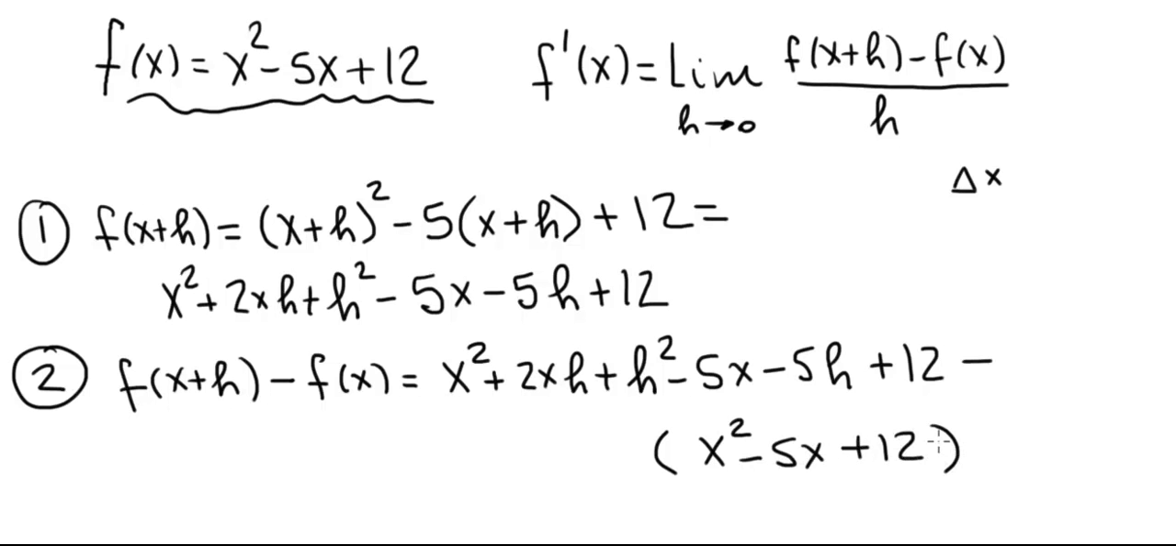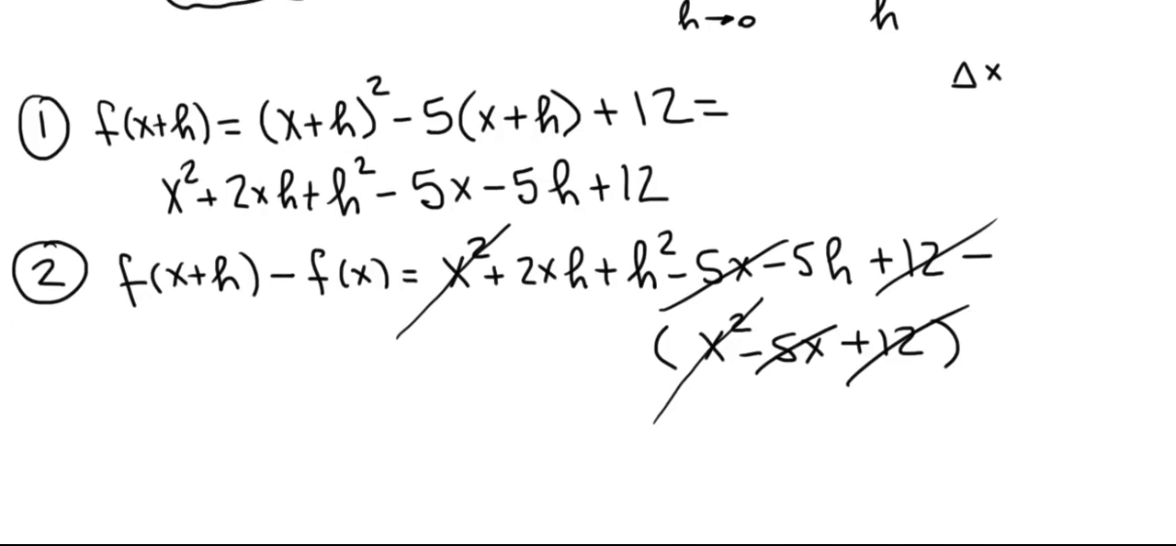Now what should happen here, everything that doesn't have an h in it should cancel. So we start with x squared minus x squared, they cancel. The next term without the h, minus 5x minus a minus 5x, they cancel. And finally 12 minus 12, they cancel. F of x cancels. Everything that doesn't have an h is gone.